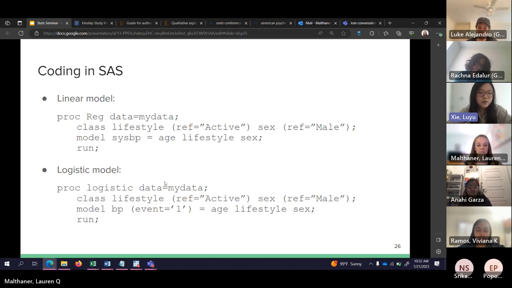And then you put model, systolic blood pressure equal to age, lifestyle, sex, all the variables you want to control in the model. And for logistic regression, you just put proc logistic, same thing. You just put all the categorical variables after the class statement and put model BP, and you specify event equal to 1, or you can put like ref equal to 0. It will be the same. So the 1 is your outcome, your event, 0 is your reference group. And also put like the age, lifestyle, sex after the equal sign, and put run. And don't forget the semicolon.